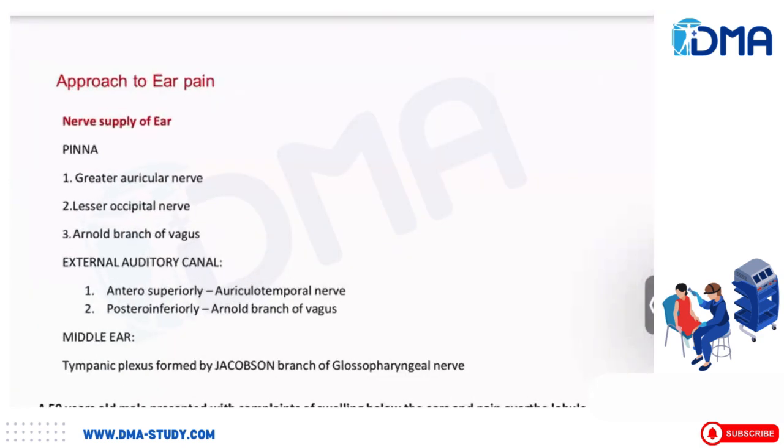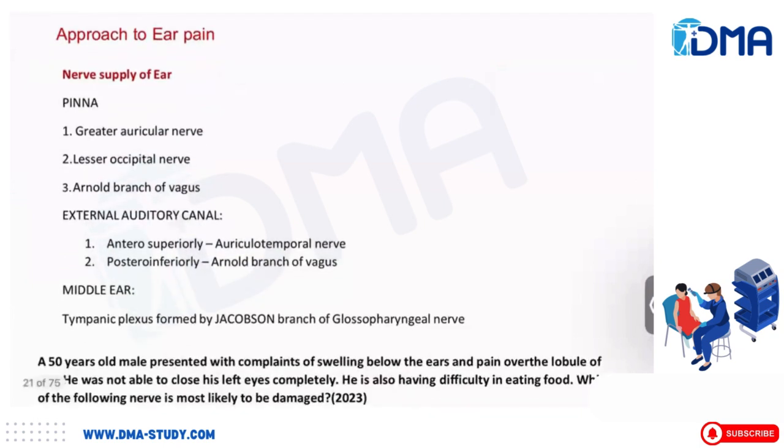Next topic. So we have done approach to hard of hearing. Okay, approach to ear pain. This question they asked in the last FMGE. I'll tell you. The pinna is supplied by three nerves: the greater auricular nerve, the lesser occipital nerve, the auricular branch of vagus nerve, and also the auriculotemporal nerve to a certain extent. The external auricular area is supplied by the auriculotemporal nerve and the auricular branch of vagus.